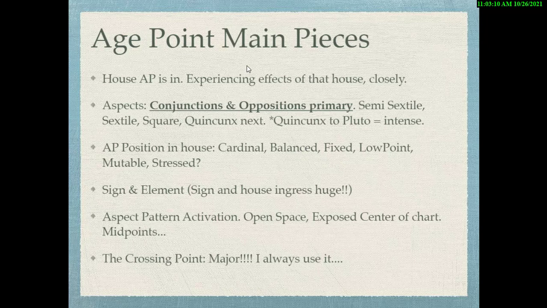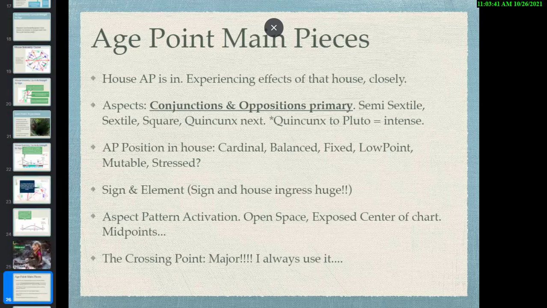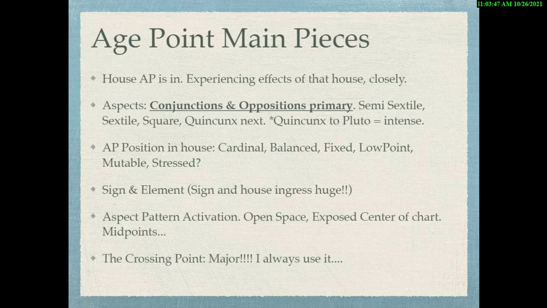So let's move on now to some of the main points within the age point system. First off, this is a list that will give you some context, breaking down how we can look at where somebody's age point currently is and what's going on for them. The first thing is looking at which house the age point is in, so they're going to be experiencing the effects of that house very closely, whether it's the third house of early schooling and child experiences, the fourth house of family, or the seventh house of relationships. Take note of which house it's in.